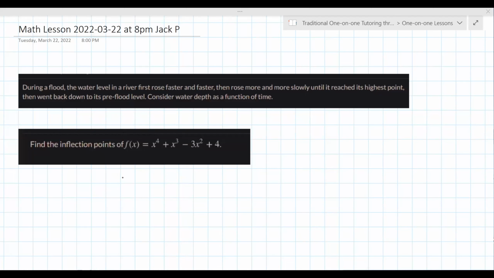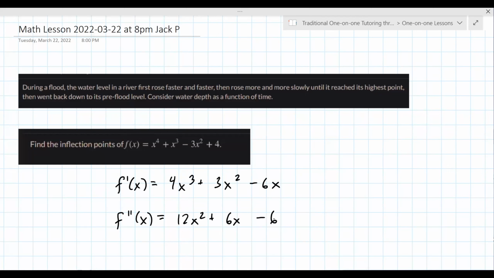So you got to find f prime of x. This is why it's so important to be able to take derivatives, because you got to be able to take a derivative without any thought. And these are all power rule derivatives. So now you take a second derivative, which just means take the derivative of the derivative, 12x squared plus 6x minus 6. And for inflection points, you set f double prime of x equal to 0, and you solve for x.